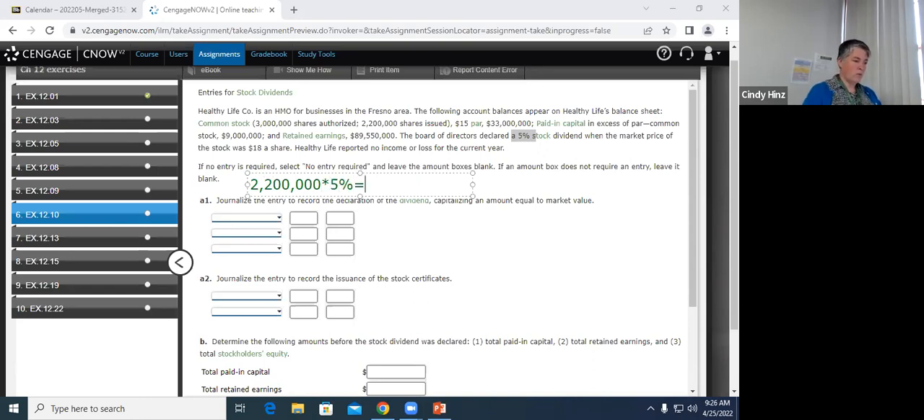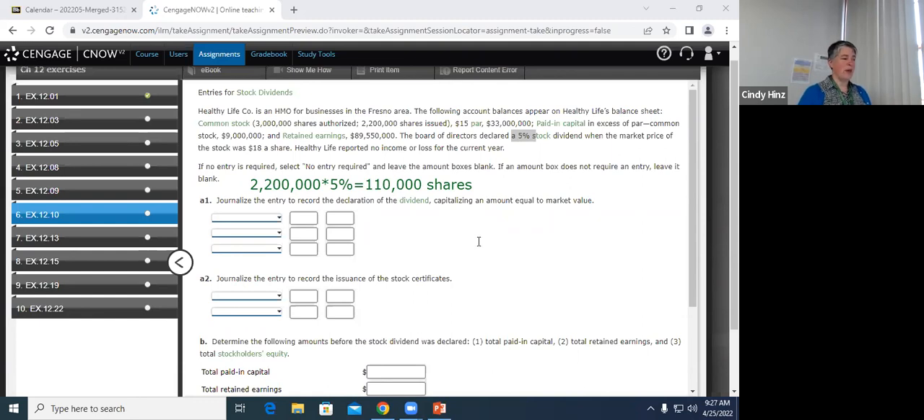And so we're going to distribute 5% more shares, or 110,000 shares. 5% of the 2.2 million is 110,000 shares that we're going to distribute as a stock dividend. Take the number of outstanding shares times 5%. That tells us how many shares we're going to distribute for our stock dividend.